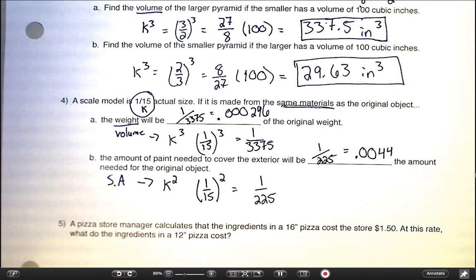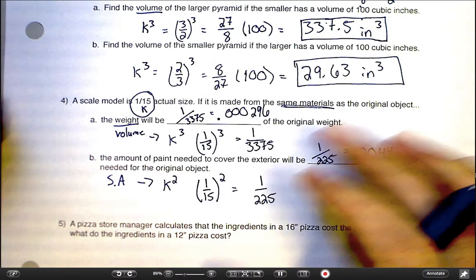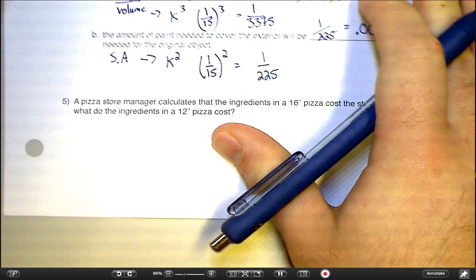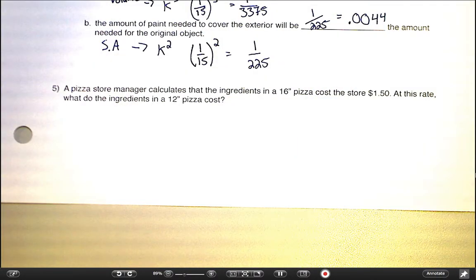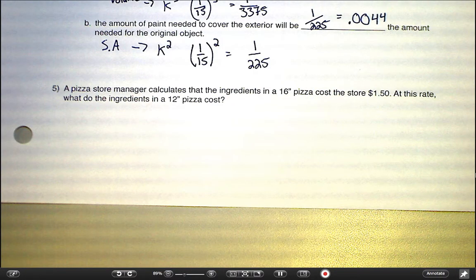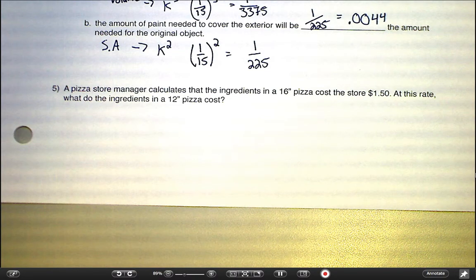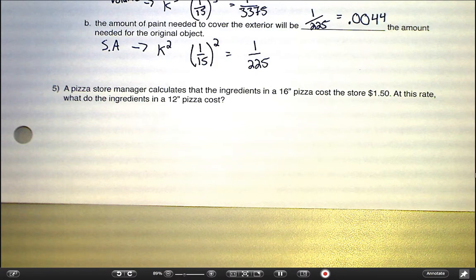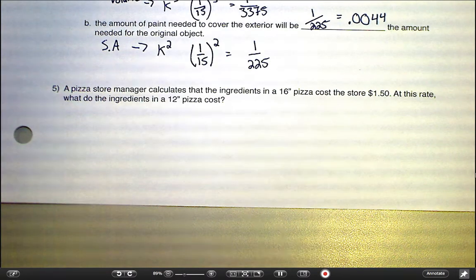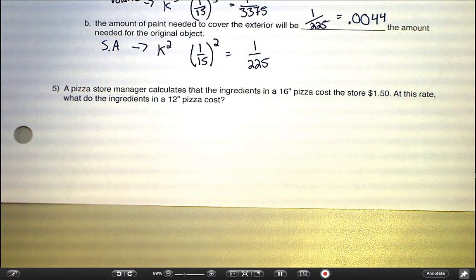Okay, and then the last one here down at the very bottom, let's talk about pizza again. We have a pizza store manager calculating the ingredients for a 16-inch pizza. It costs the store $1.50. At this rate, what do the ingredients of a 12-inch pizza cost? So this is not the cost that someone's going to pay for it. This is just the cost of what all the ingredients are going to charge the store. Okay, so let's go ahead and see if we can get this thing set up.